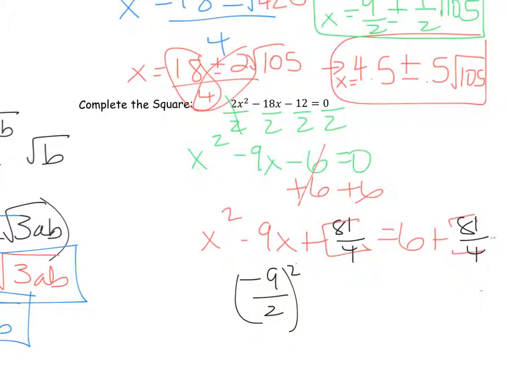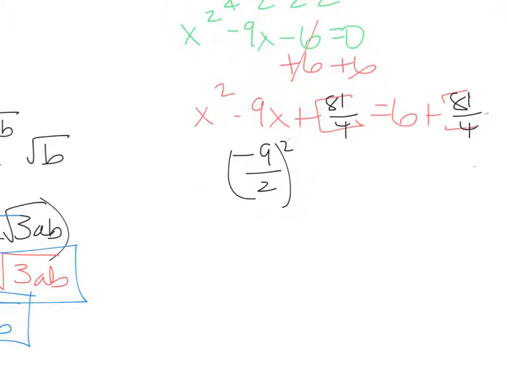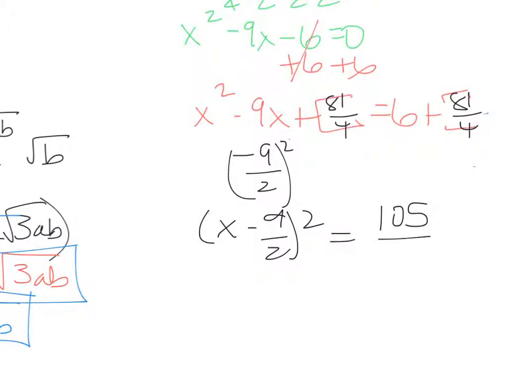Now on this side, we're going to do x minus 9 halves squared. That's in the bubble, that half just slides down. And on this side, when I add this together, I get 105 over 4. Square root both sides. Now, watch this. When I square root this, the radical goes, the 2 goes, so x minus 9 over 2.